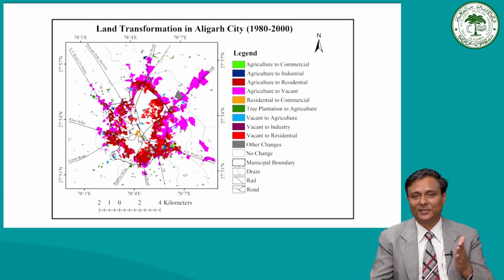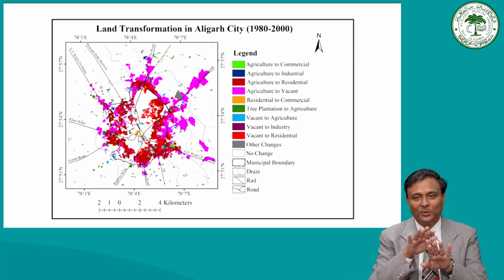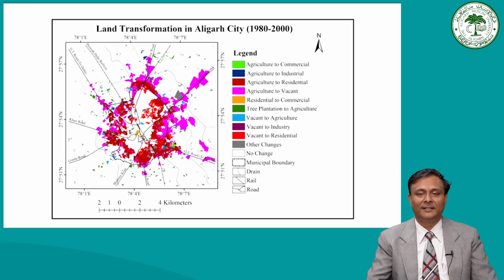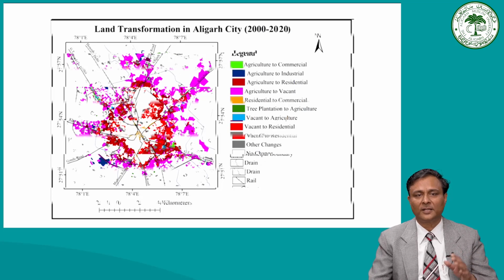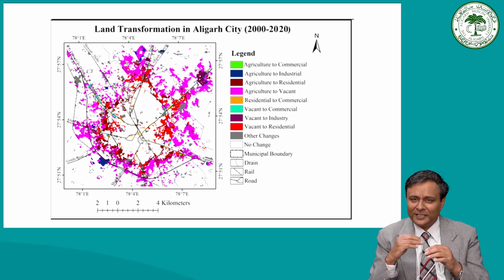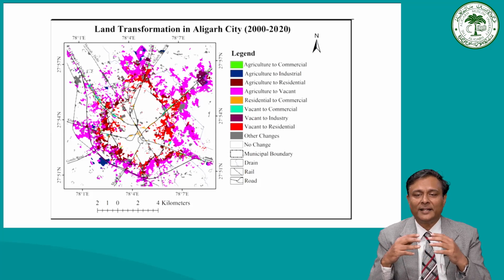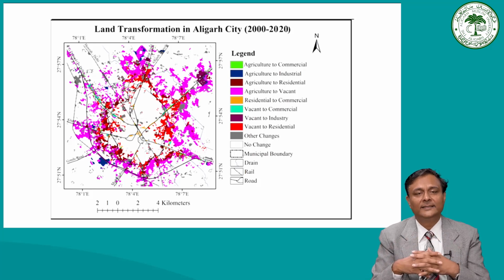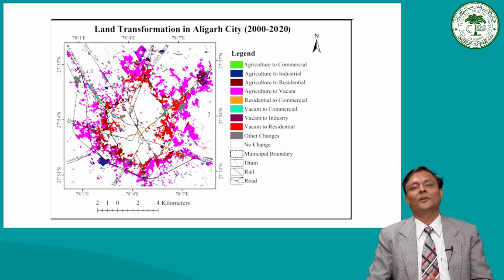So this is the change detection when you overlay two time period data. This is again interesting. Then it is between the first two time periods, but between the second and third time period, you see, with time you would understand how the trend of transformation is coming up.